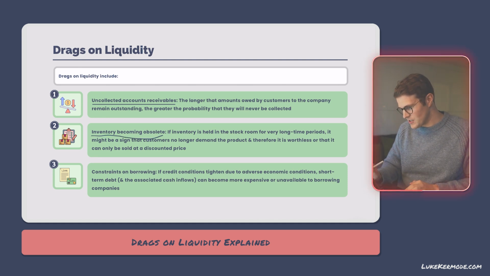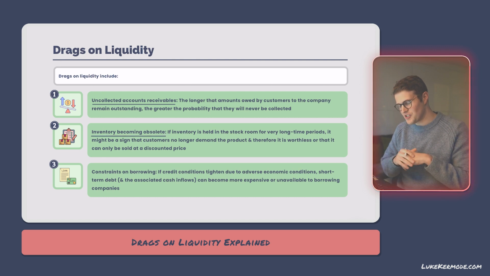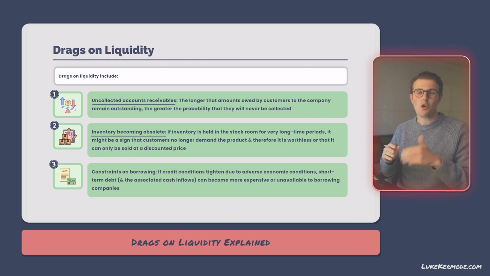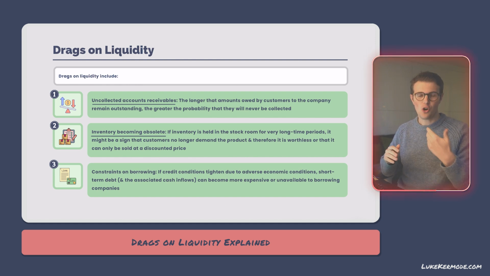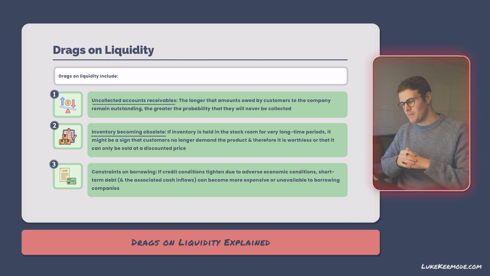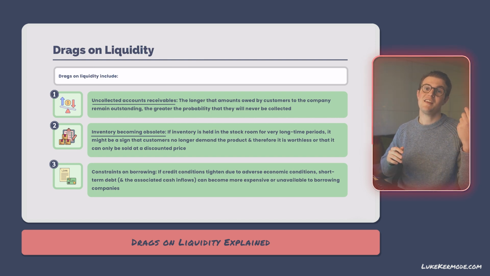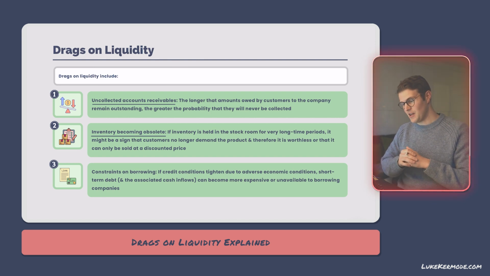The longer that inventory is left unsold and isn't being picked up by customers, the longer it's going to take for a sale to take place, and then the longer it will take for the company to collect the cash that is owed to them. So that's another drag on liquidity because, again, it's taking longer and longer for a company to make a sale and then longer and longer for them to receive the cash inflow from that sale. So that's the second drag on company liquidity.